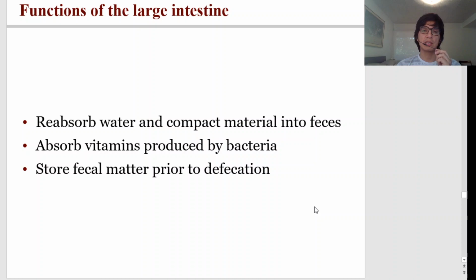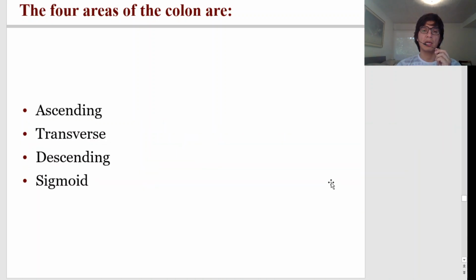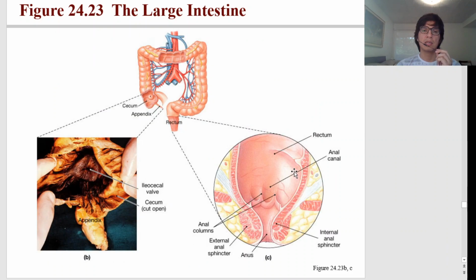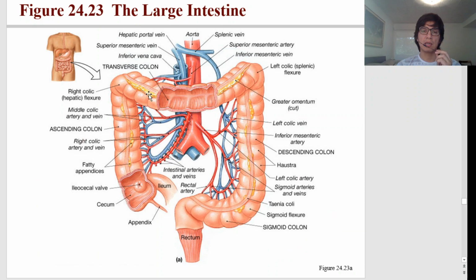Let's look at the large intestine. The large intestine's role is the reabsorption of water, the absorption of vitamins produced by bacteria, and the storage of feces. We have a colon with four different structures: the ascending, the transverse, the descending, and the sigmoid colon. We also have these specializations called the cecum as well as the rectum. The colon will contain these pouches called haustra. It also contains the taeniae coli, which are portions of smooth muscle that aid in peristaltic movement.